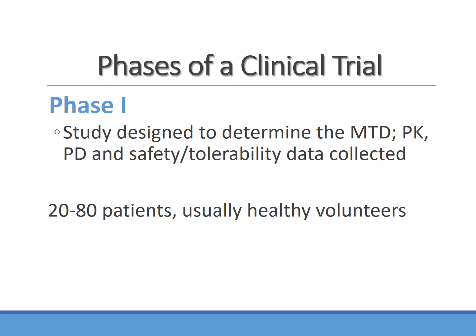20 to 80 patients, almost always healthy volunteers. Some exceptions can be made for terminal diseases such as cancer, but these are usually healthy people. So looking at the maximum tolerated dose, the dose at which patients do not experience severe adverse events, and then gathering other data in terms of how safe it is.